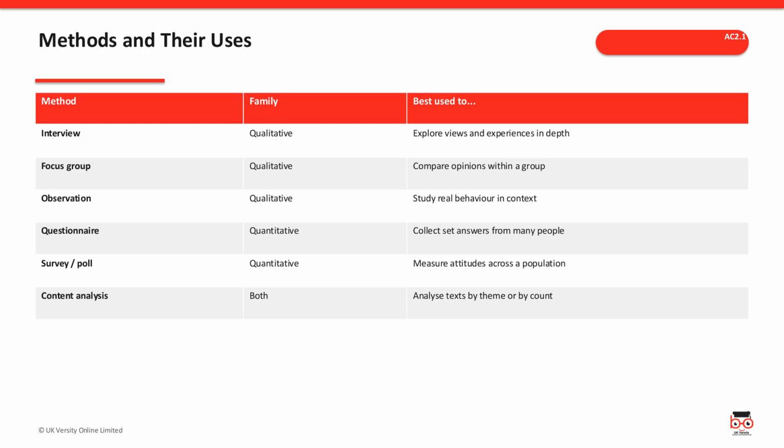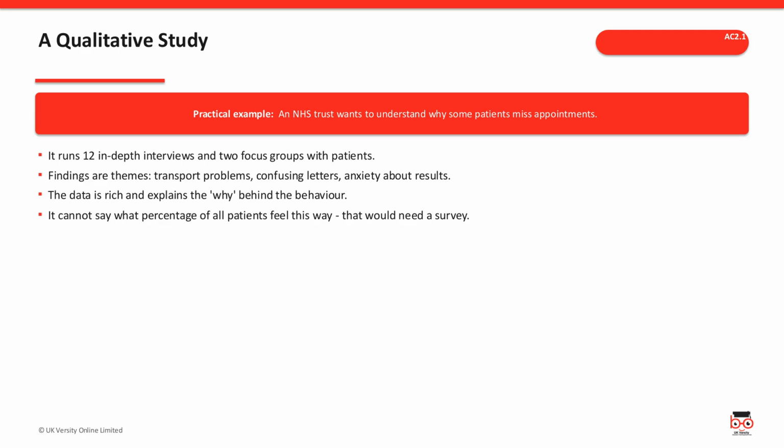Matching method to purpose helps a lot here. Interviews are best for exploring views in depth, focus groups for comparing opinions within a group, and observation for studying real behavior in context, all qualitative. Questionnaires and surveys, on the quantitative side, are for collecting set answers and measuring attitudes across a population. Interestingly, content analysis sits in both camps, since you can read a text for its themes or count how often something appears.